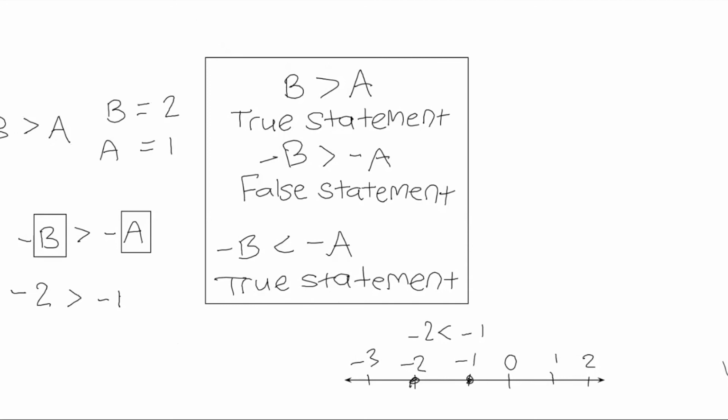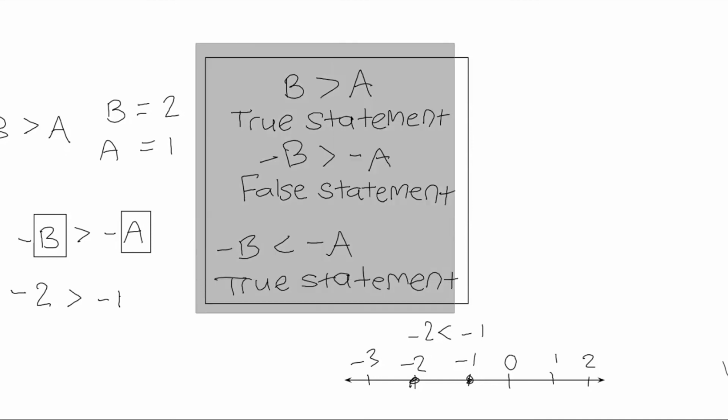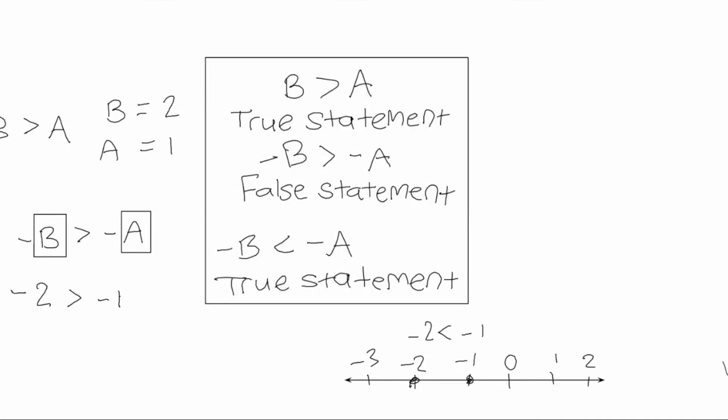So what does the real problem actually ask for? This isn't exactly a problem. I'm just showing you what happens when we make both numbers negative. This isn't an example problem from the book. I'm just using an example to illustrate this fact that I put in the box, the fact that we must flip the sign.